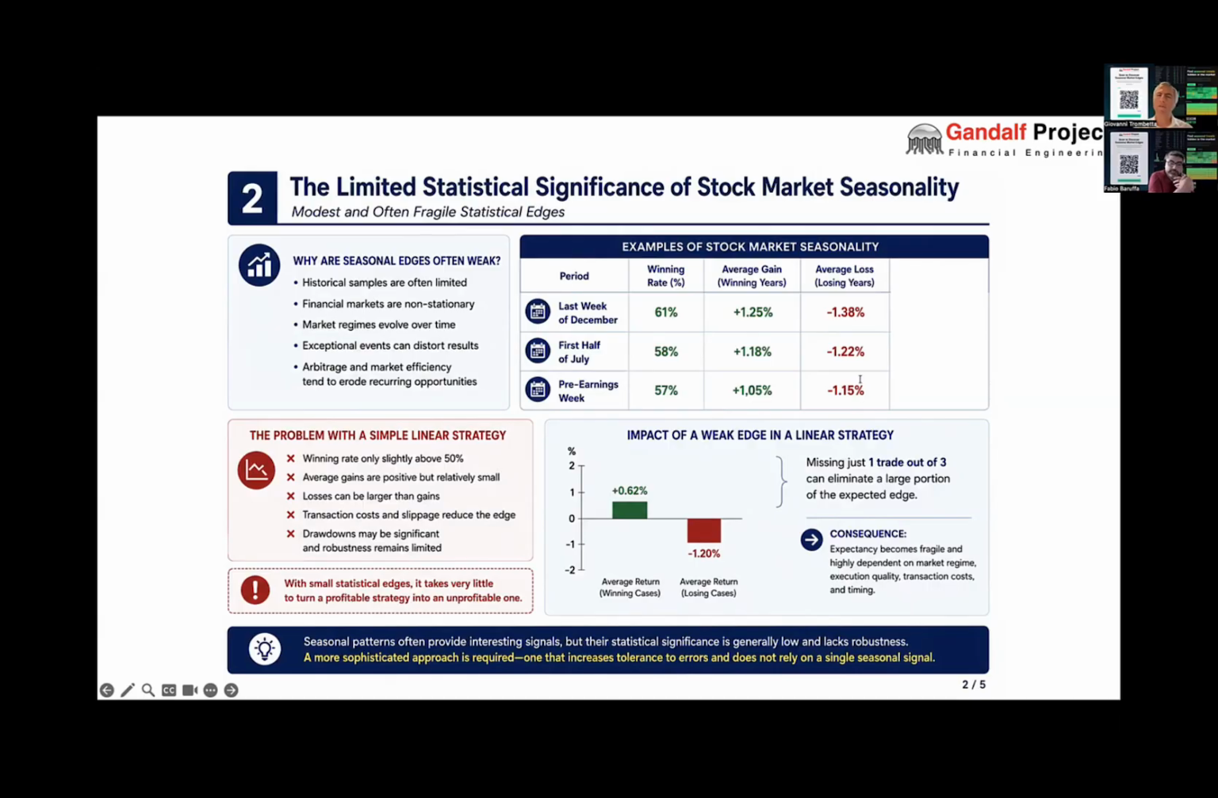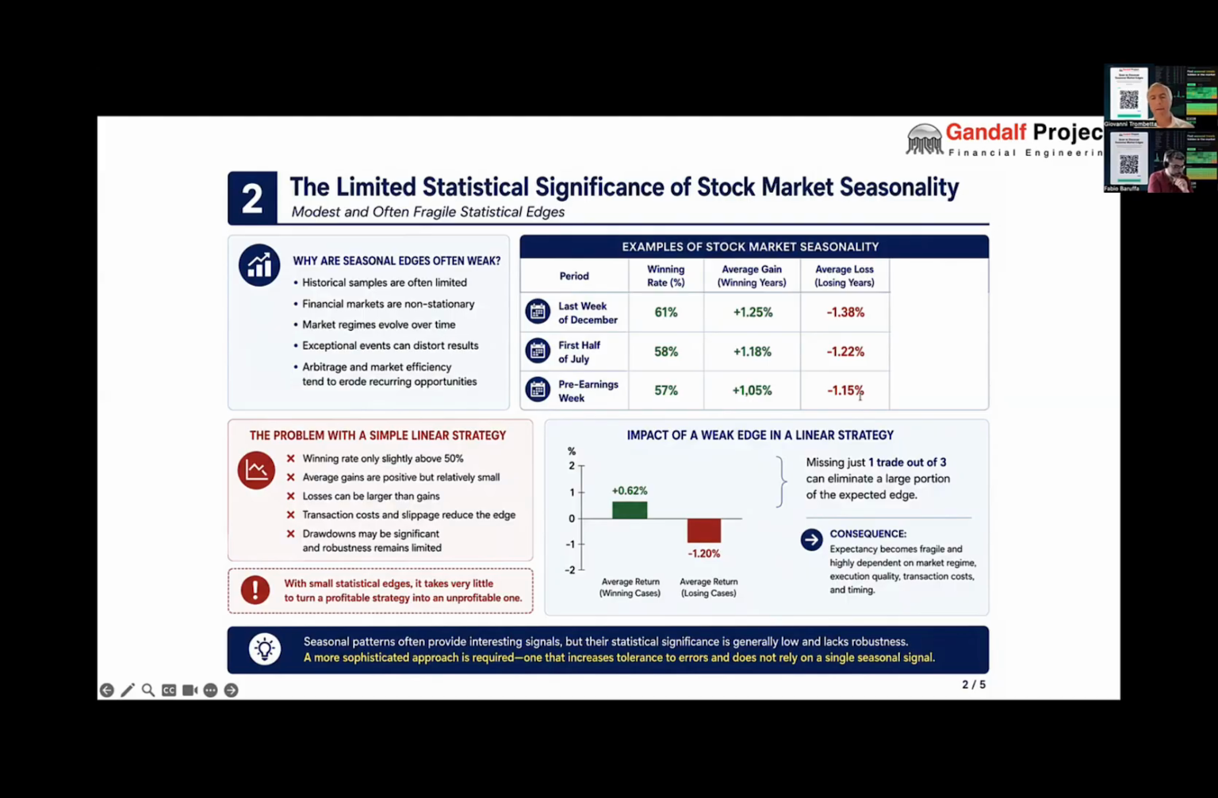So, what we have to consider, missing just one trade out of 3 can destroy a large part of the expected return. And this makes the strategy fragile and difficult to monetize consistently. So the challenge is not finding a seasonal edge. For this, we have SeasonHunter. The challenge is designing a structure that can survive inevitable forecasting errors that we will have.